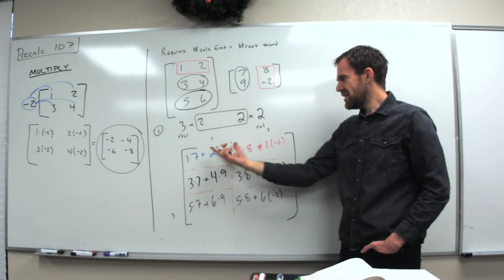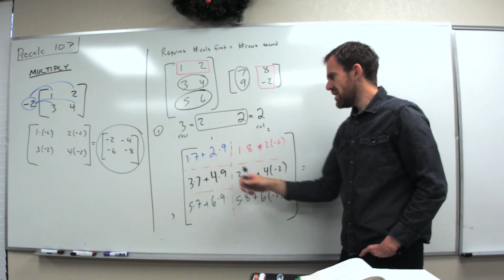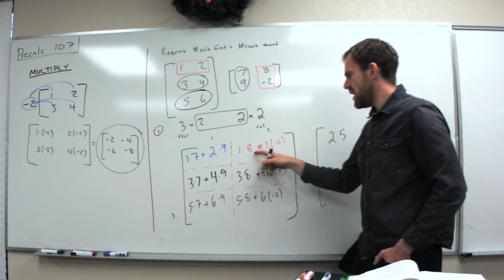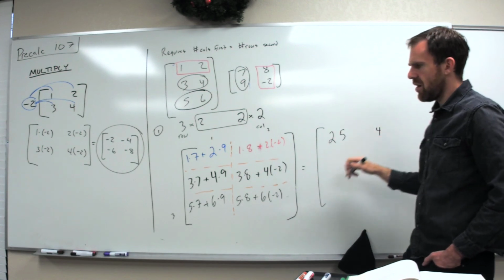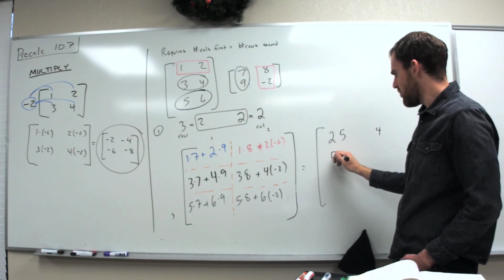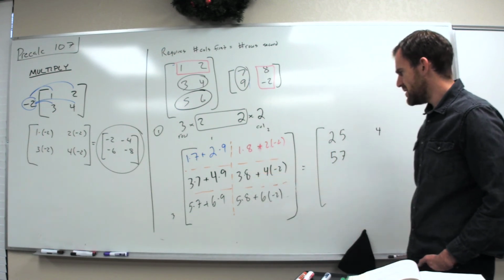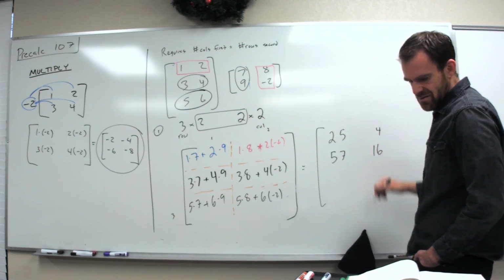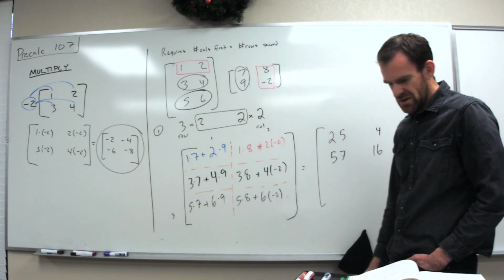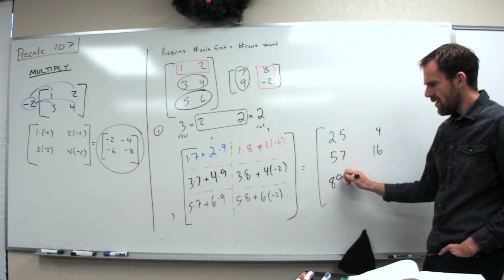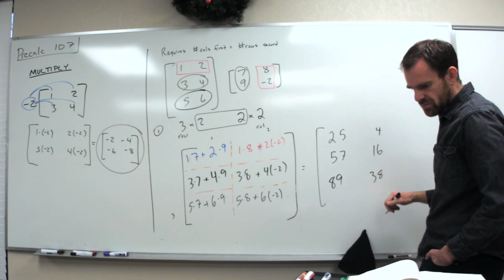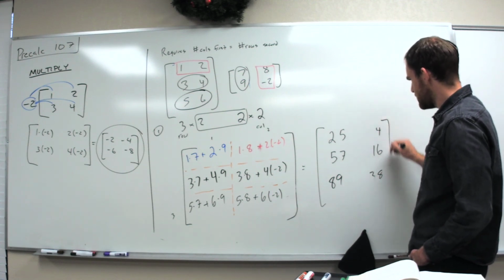Now I can evaluate each of these little boxes. 7 plus 18 is 25. 8 minus 4 is 4. 21 plus 36 is 57. 24 minus 8 is 16. Trying to do math in my head without looking foolish. 35 plus 54 is 89. And our last one, 40 minus 12 is 28. Wow. There we go.